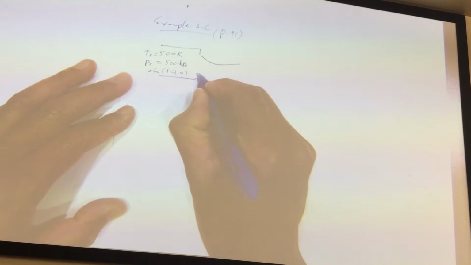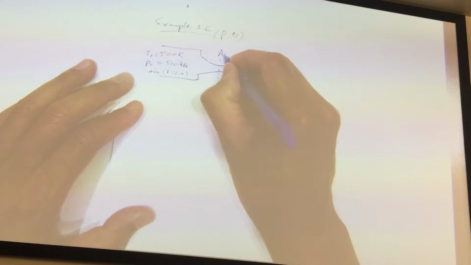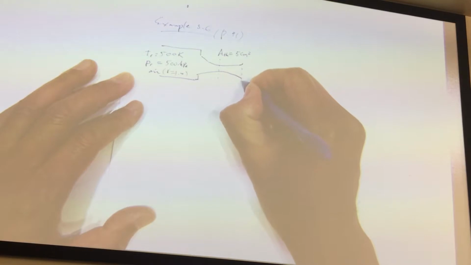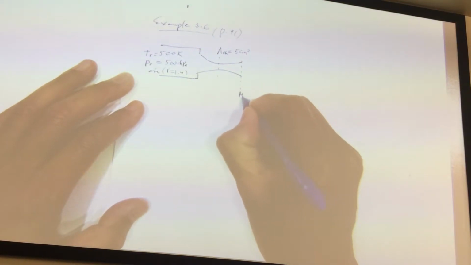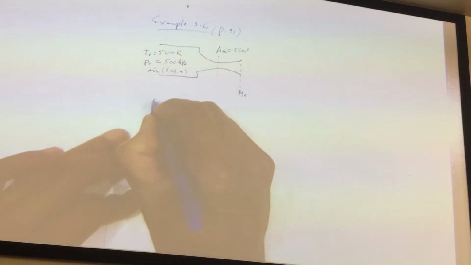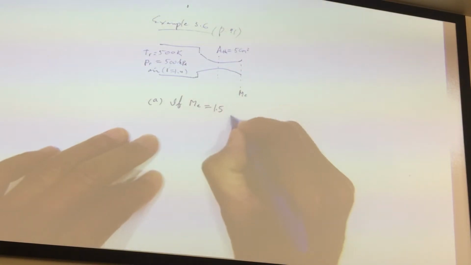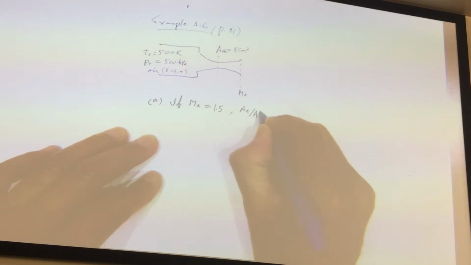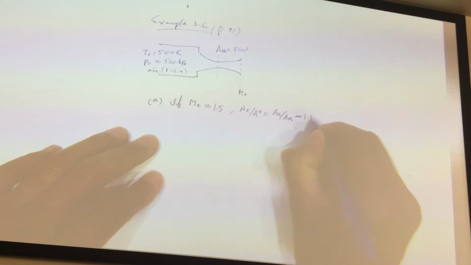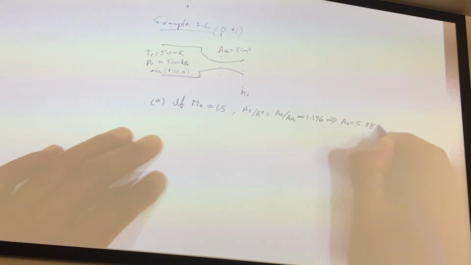And it's air, so that means gamma equals 1.4, because through a converging-diverging nozzle, your A throat is equal to 5 centimeters squared. So you will have some of your exit conditions, M_E. Now, if M_E is equal to 1.5, then you know your A_E over A star, which is A_E over A_th, is equal to 1.176. So that means your A_E is equal to 5.88 centimeters squared.